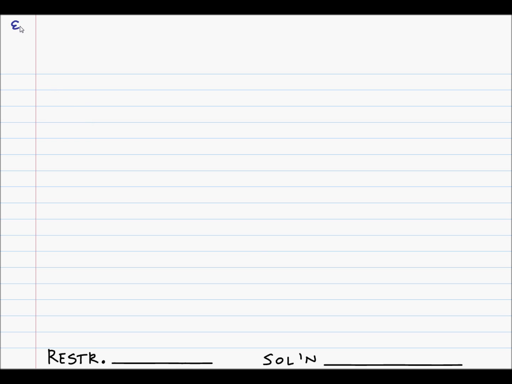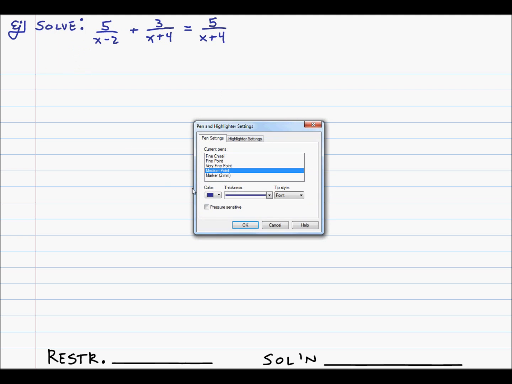So let's start with our first rational equation. Our instructions will tell us that we've got a rational equation because it will say solve, and then it will give us the piece. So our first one that we're going to play with, 5 over x plus 2, plus 3 over x plus 4, equals 5 over x plus 4. So there is our first rational equation. So take a second to get that guy down, please.